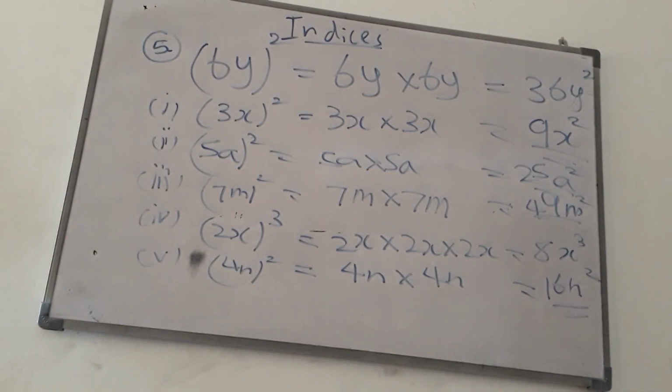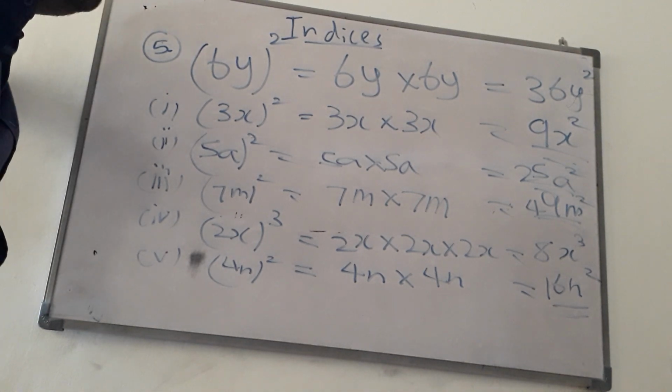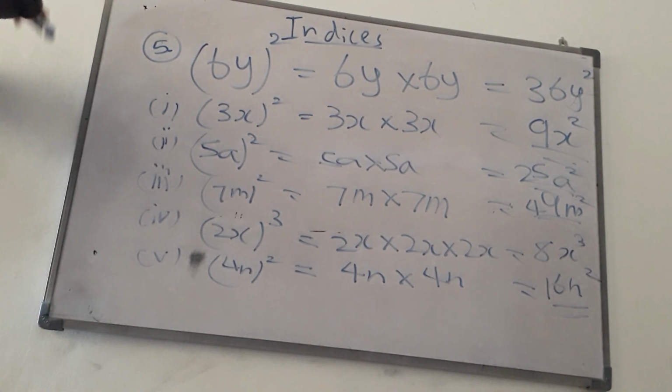So this is how we get the answers for the first 5 questions. First question, 3x squared means 3x times 3x. 3 times 3 means 3 squared or 9. X times x means x squared or x to the power 2. Same as 5a altogether to the power 2 means 5 times 5, 5 squared or 25. A times a means a squared or a to the power 2.